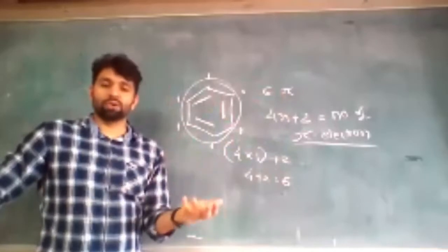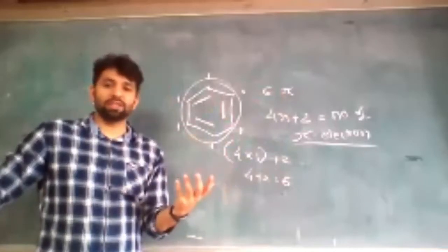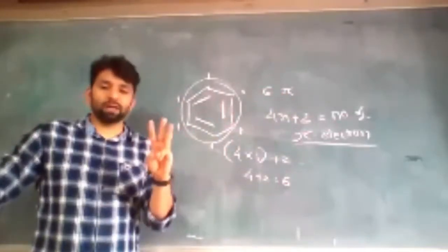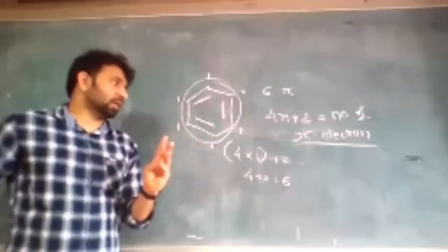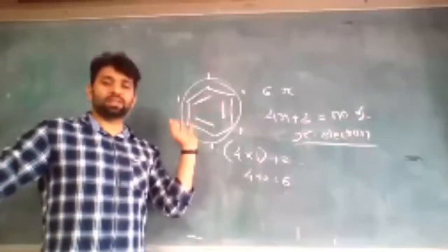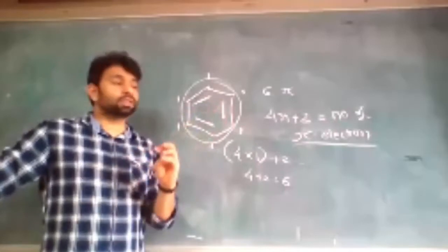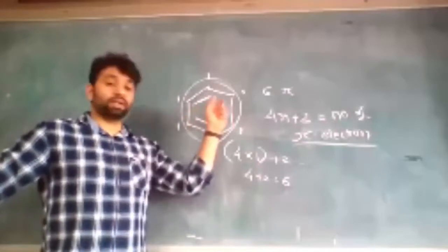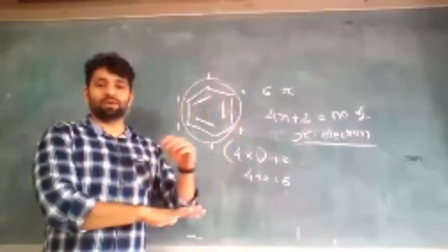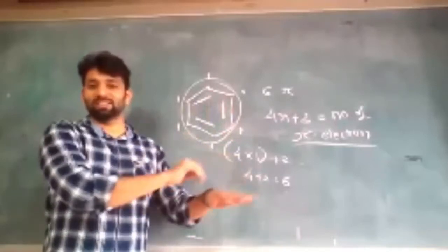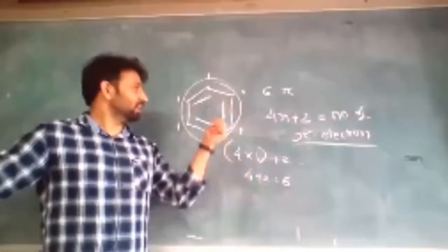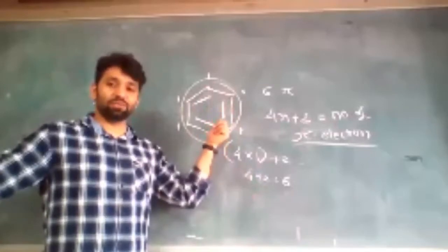Again, there are lots of things for aromaticity. For a compound to prove its aromaticity, three parameters are required. The first parameter is that the structure should be cyclic. Your structure is cyclic. The second is that your structure contains alternate double bonds. Alternate double bond, I already told you, the dance of delocalization: double bond, single bond, double bond. Have you seen this dance? That dance is called a conjugation dance, and that is what is shown by benzene.